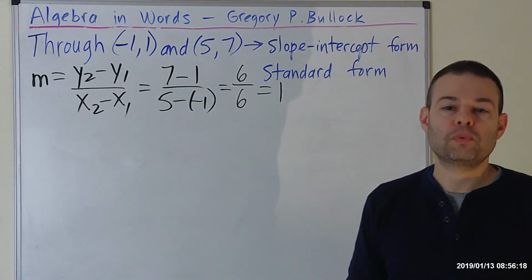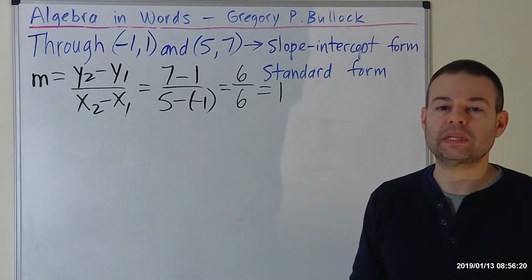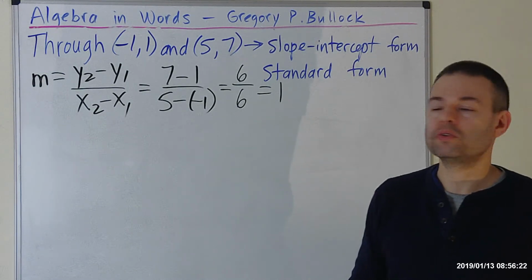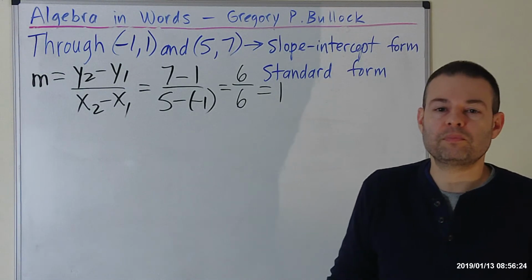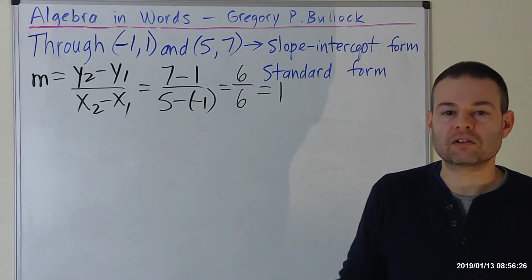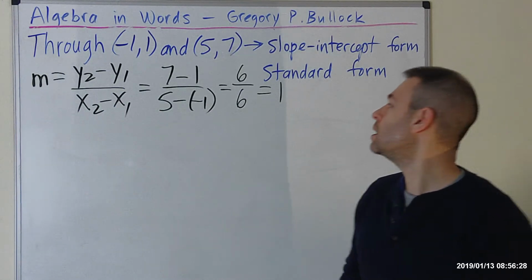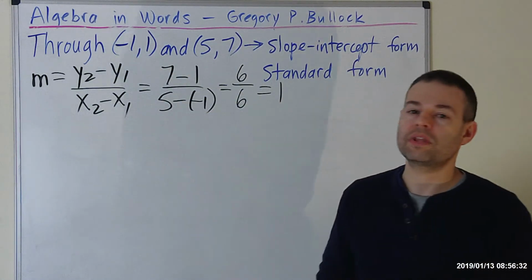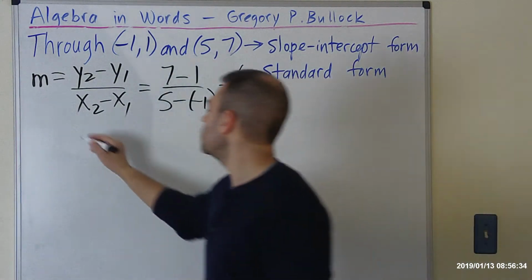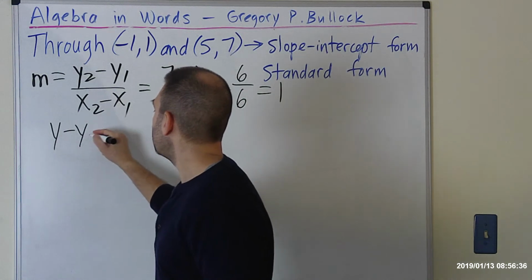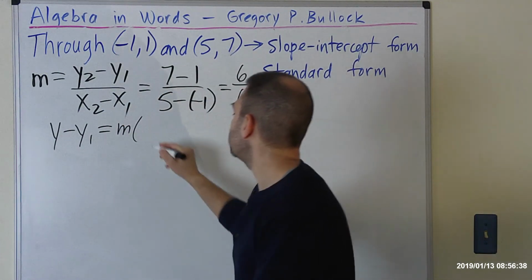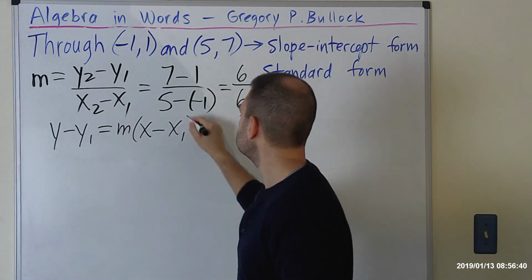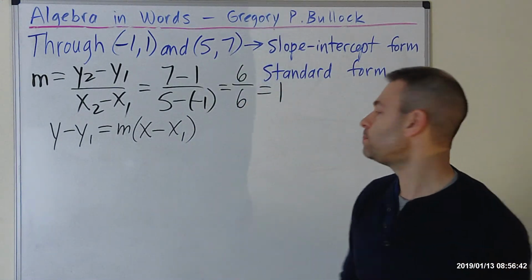Now we have the slope, 1, and we have 2 points. Does it matter which point we use to put into the point-slope formula? No, just randomly choose. If you can, try to pick an easier point. I usually go for the ones with the smaller numbers, but it doesn't really matter. So randomly, I'm just going to choose this point with this slope. Now I'm going to write the point-slope formula: y minus y1 is equal to m times the quantity x minus x1. And now we're going to fill in.